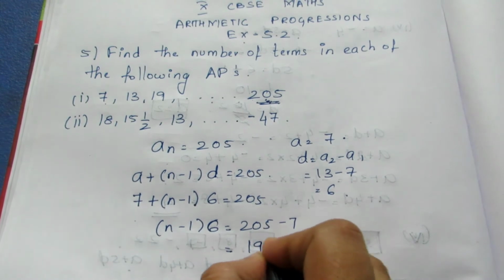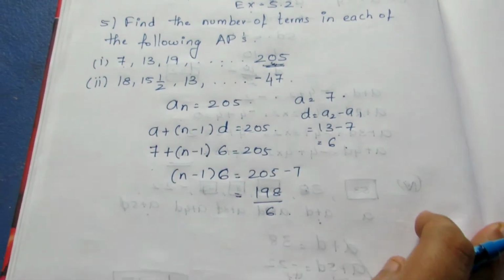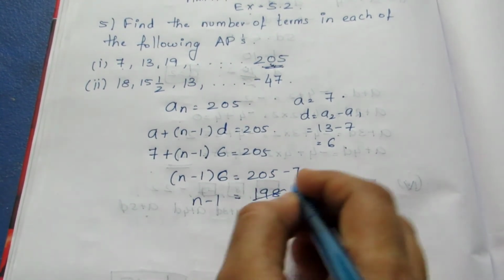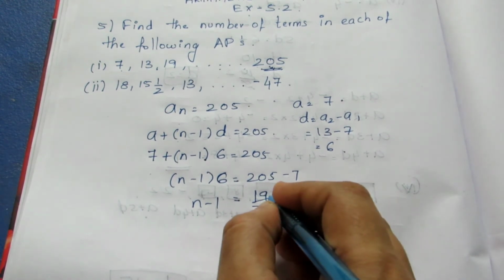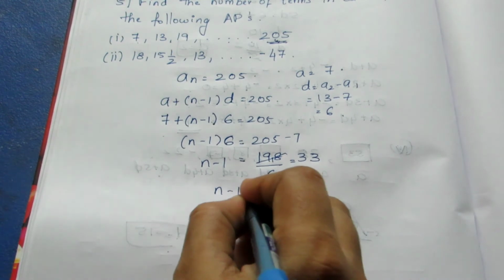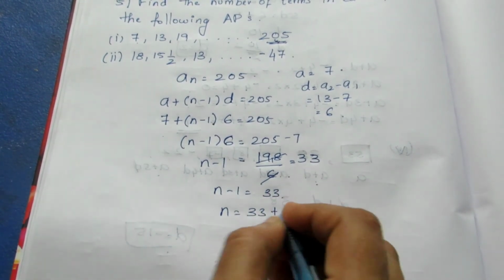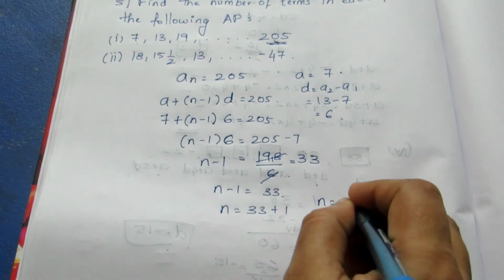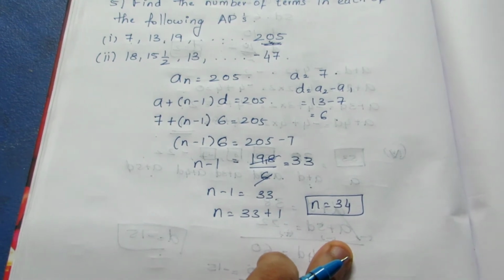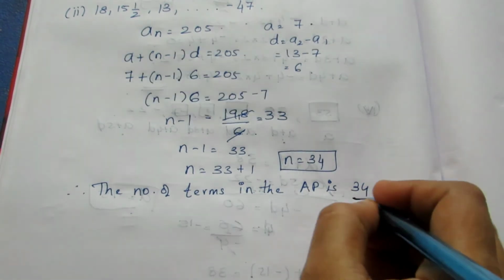So it is 198. 6 is in multiplication. I want to bring 6 to this side. To find n, other than n, bring everything to this side. 6 threes are 18, 6 threes are 18. So n minus 1 equal to 33, then n is equal to 33 plus 1, so n is equal to 34. So the total number of terms is 34 for this sum. The number of terms in the AP is 34, which is the final answer.